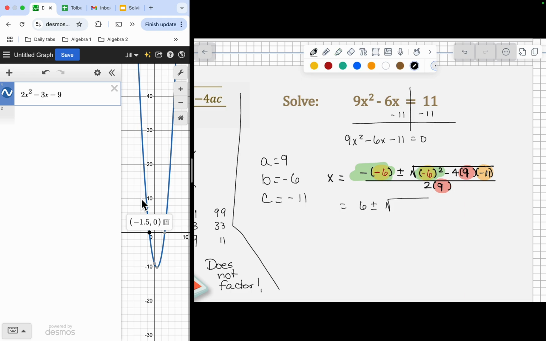Negative 6 squared is 36. It's really important to keep that negative 6 in parentheses because this is very different than this. Here you're only squaring the 6 and not squaring the negative, but in the quadratic formula you want to square the negative also. So negative 6 times negative 6 is a positive 36. And then we're going to multiply these 3 numbers together. That's 36 times 11, which I think is 393.